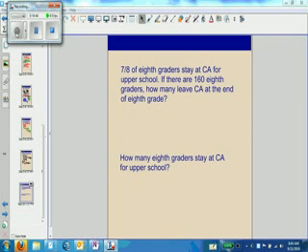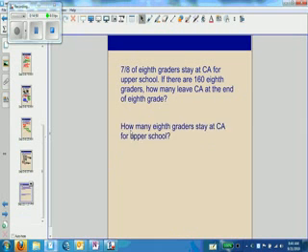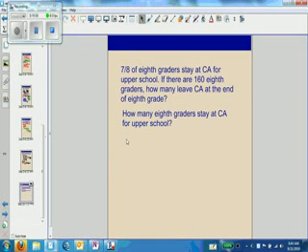7/8 of 8th graders stay at Cary Academy for upper school. If there are 160 8th graders, how many leave Cary Academy at the end of 8th grade? And then we're asked how many 8th graders stay at Cary Academy for upper school. So why don't we put these two questions together, and we can do them in whatever order we want. So this means 7/8 of 160. Well, of means multiply. So 7/8 times 160.